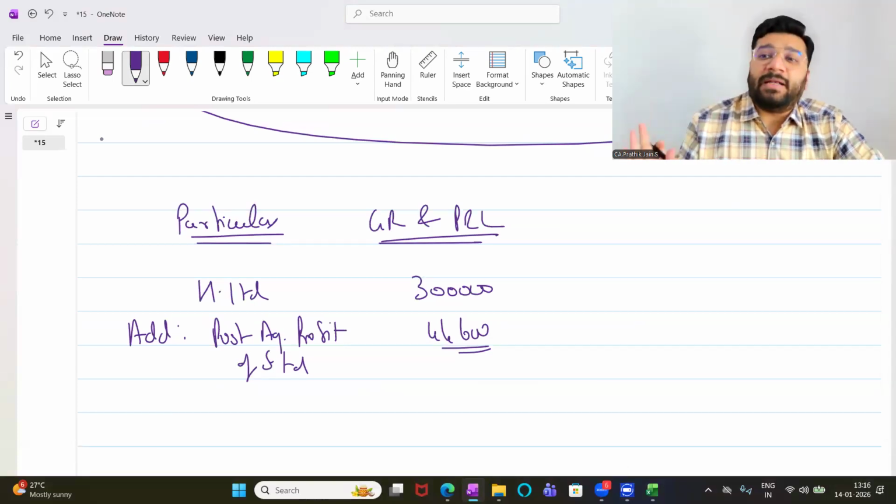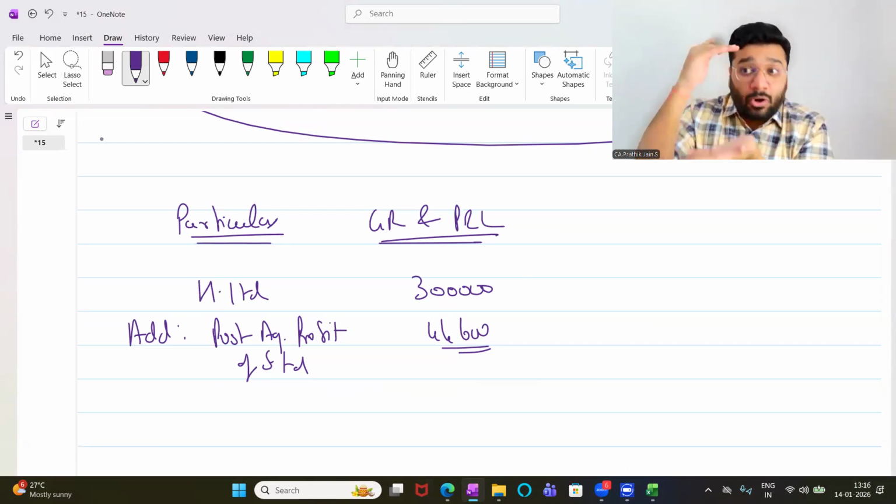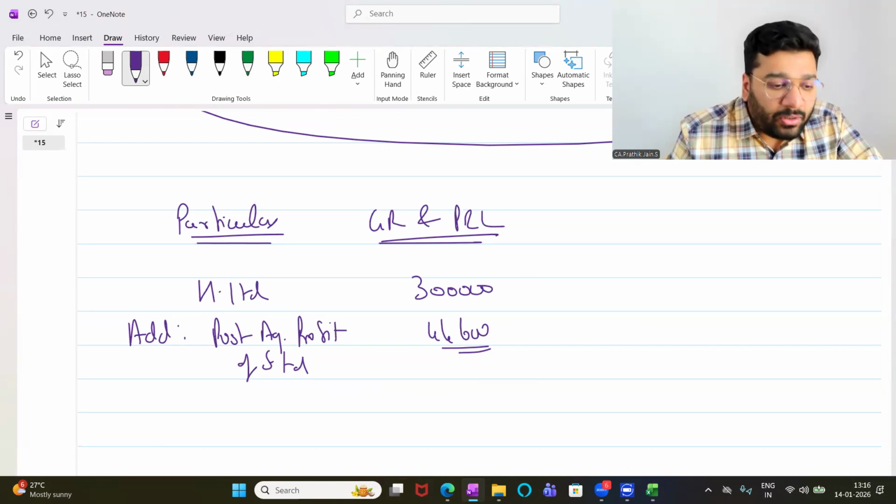Then don't do working note 4 separately. Do that working note 4 as it is as note 2. In place of note 2, do it. Accordingly, you leave the space. Got it, not got it?